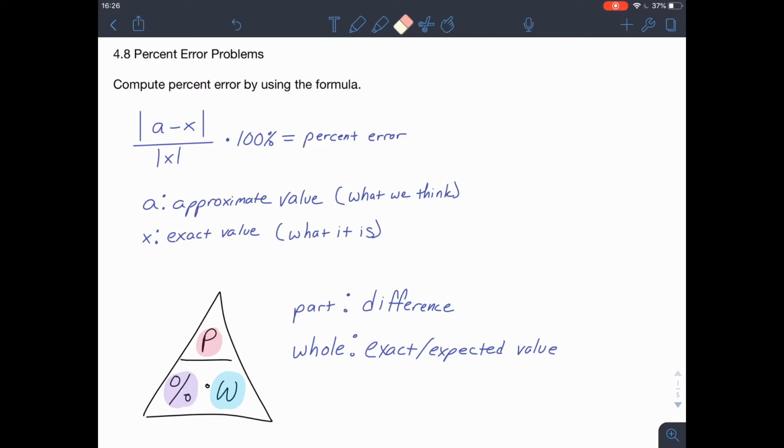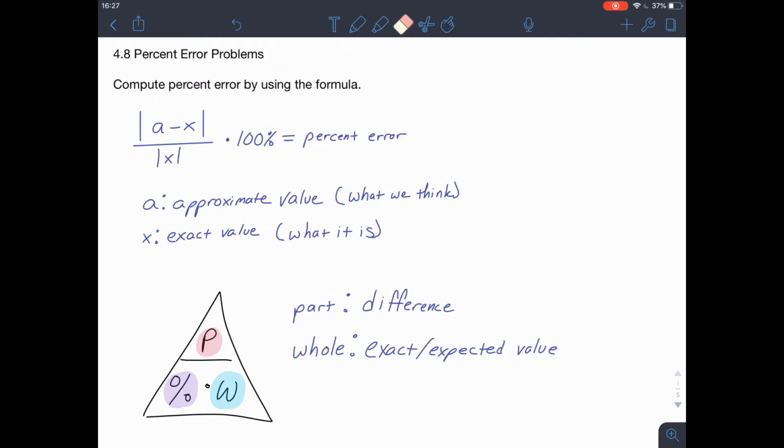In this formula, the A, the approximate value, is the value that we think. We may have estimated it, or we may have measured it with equipment that may not have been super accurate, or maybe there was human error involved. X is the exact value. It's what it is. It's the official value. It is what it's supposed to be without any mistakes. So the whole point of percent error is trying to calculate the percentage that we had a mistake in what we think we have versus what we actually have.